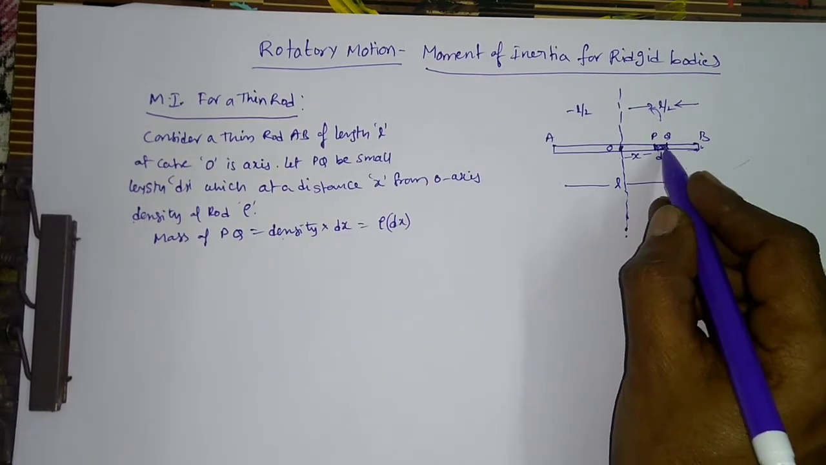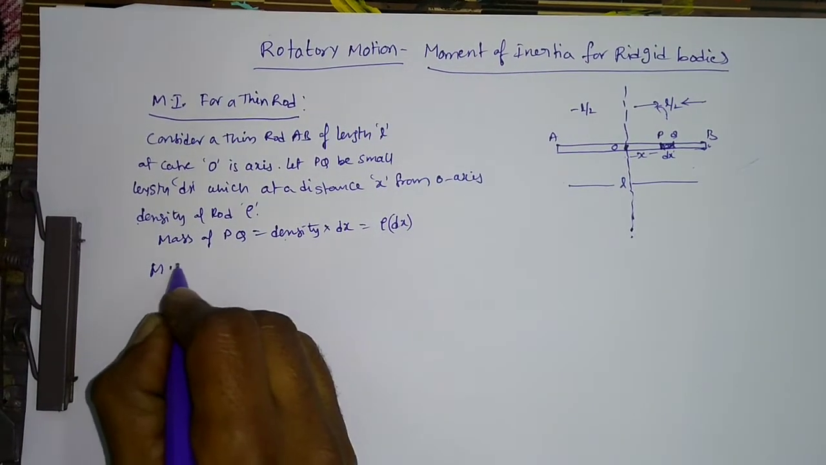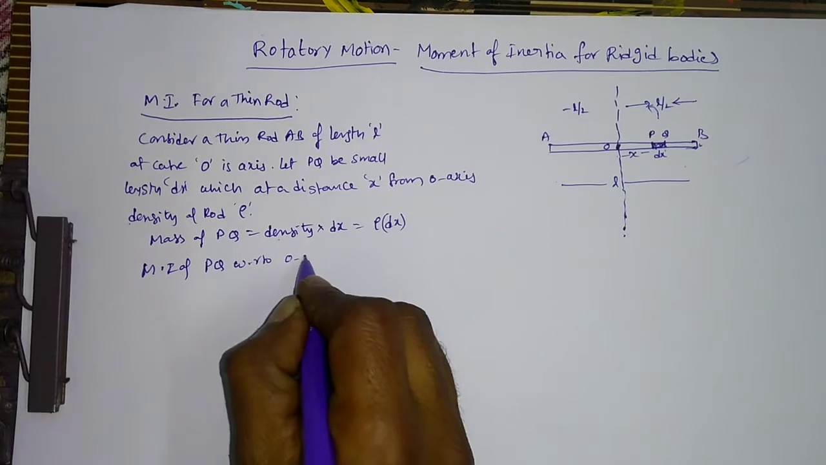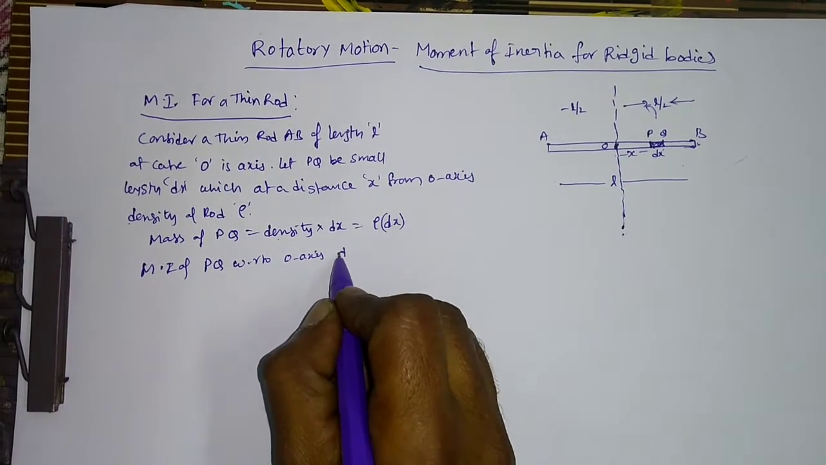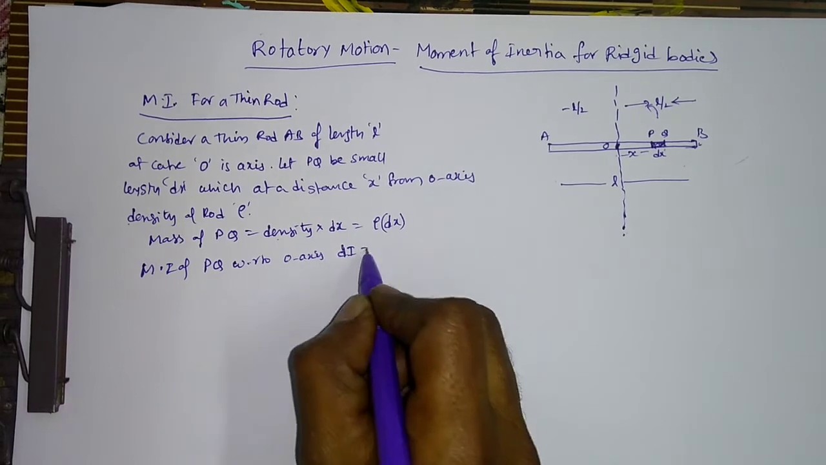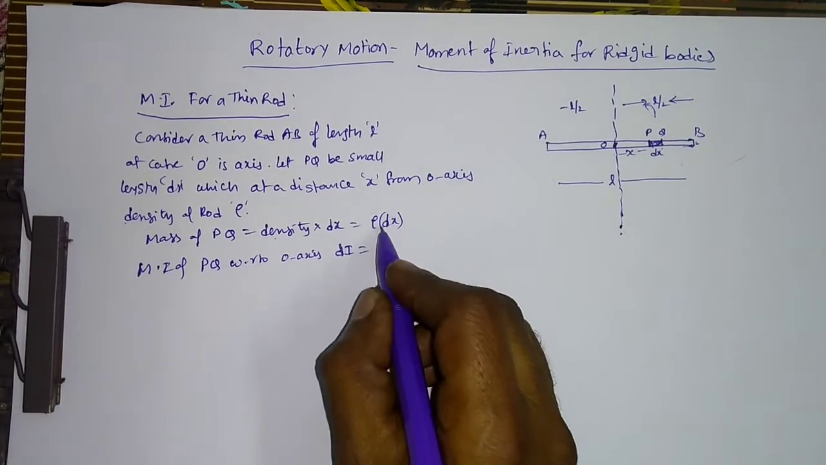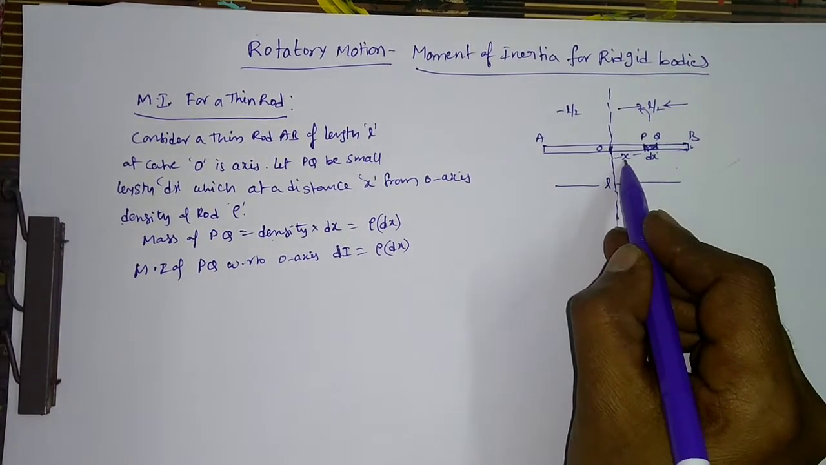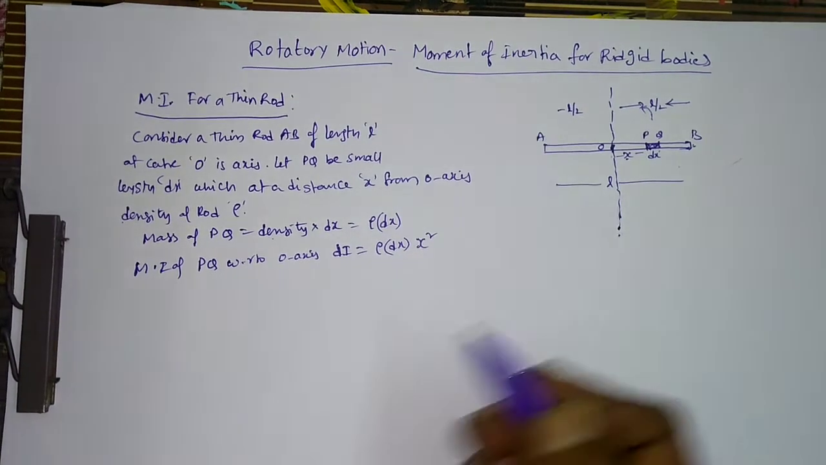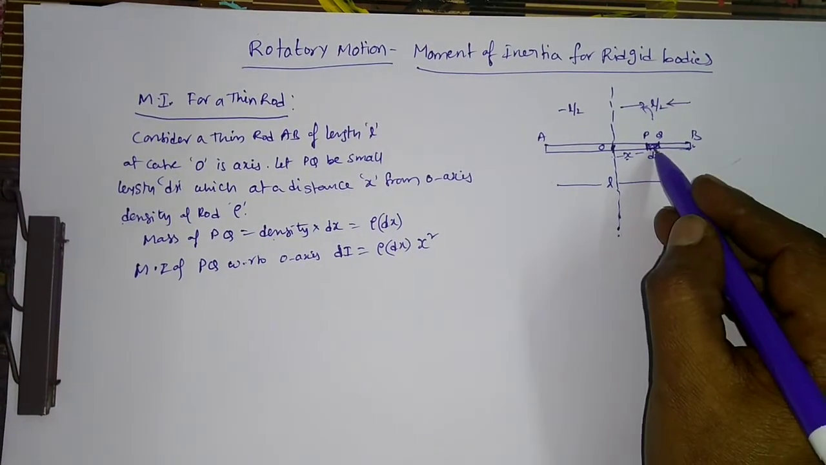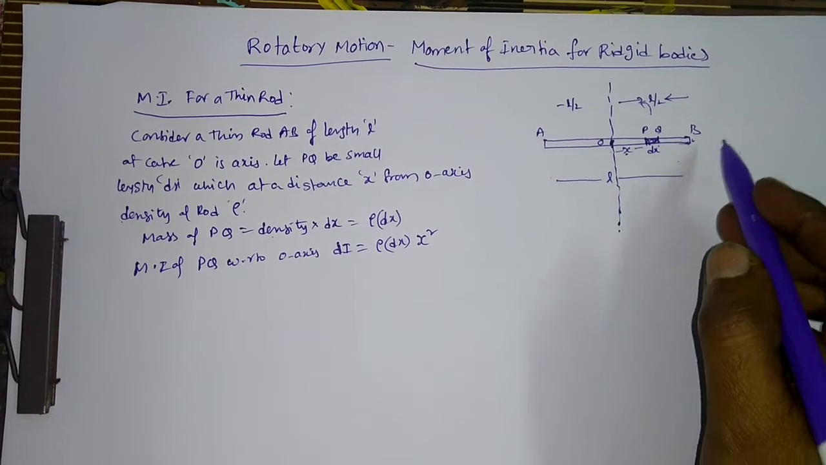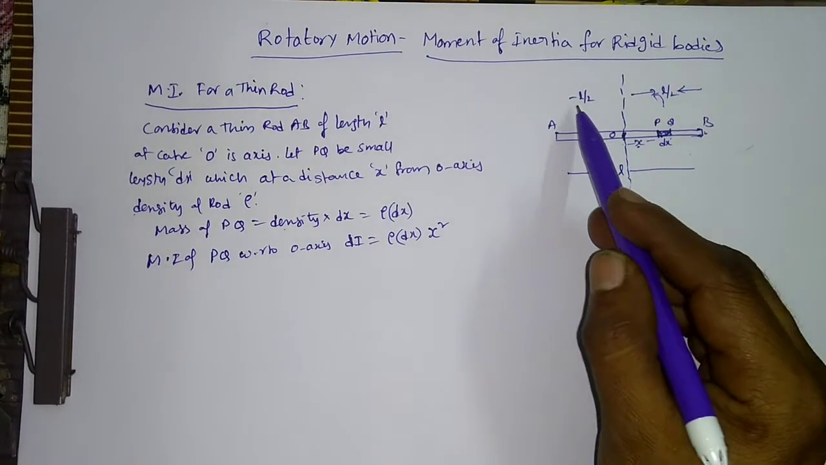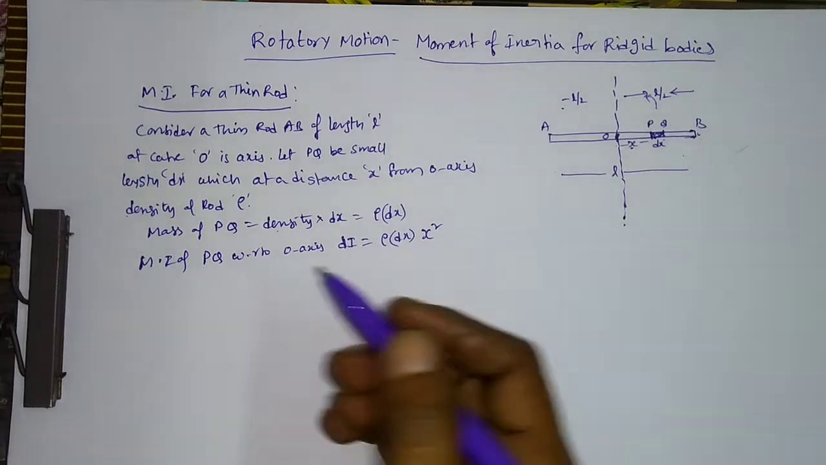Now the moment of inertia of PQ with respect to the O axis. As you know, for the small element, dI equals m r squared, where m is the mass rho dx, and r is the distance from the axis to the element, which is x, so I can write x squared. This is the formula for the moment of inertia of the small particle. Now I determine the moment of inertia for the total length, with limits from minus L by 2 to plus L by 2, using integration.